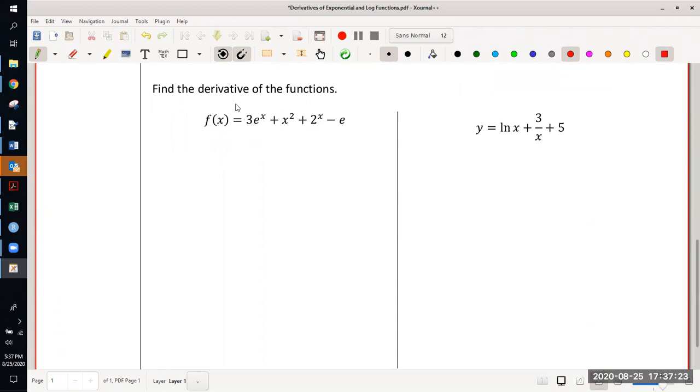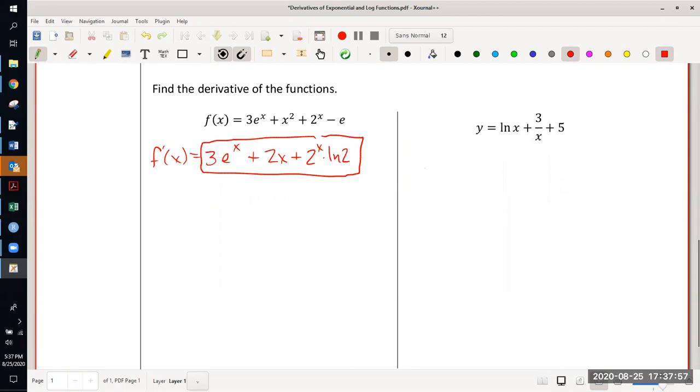We're going to apply our standard rules, the constant multiple rule and the sum rule. So f prime of x is going to be 3 times the derivative of e to the x, which is e to the x. From the x squared, I get 2x. For this, if I have 2 to the x, that's going to be 2 to the x times the natural log of 2. And then the derivative of e, Euler's number, is just going to be 0. There is no x in it. Okay, so this is the final answer.